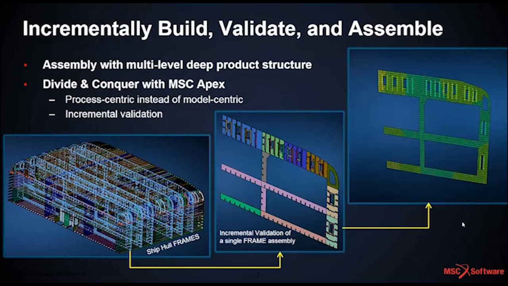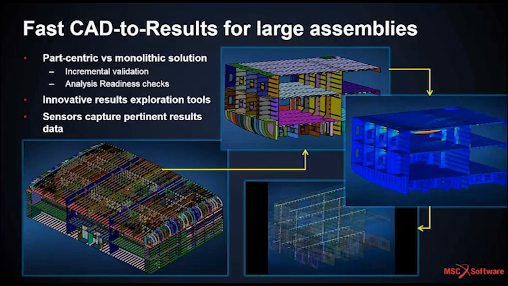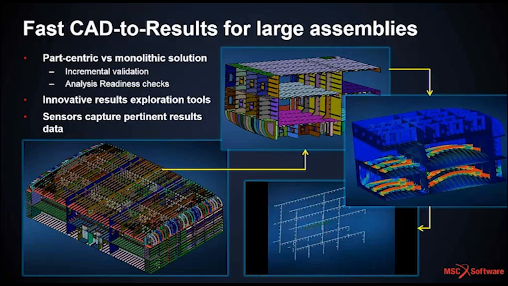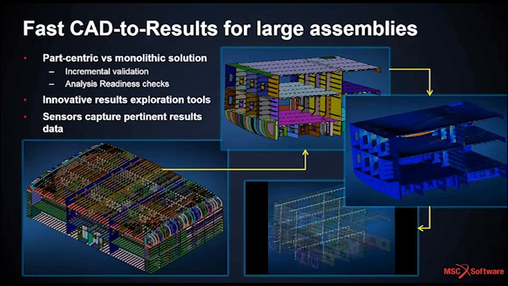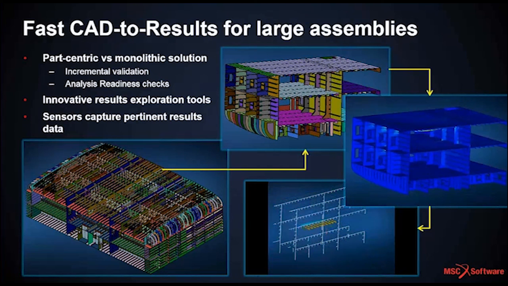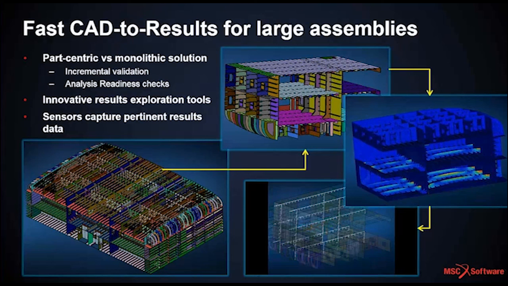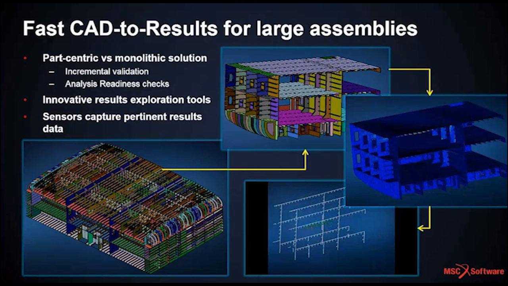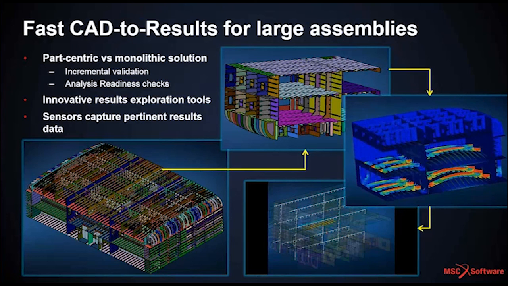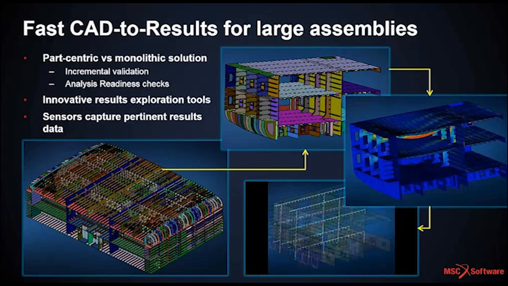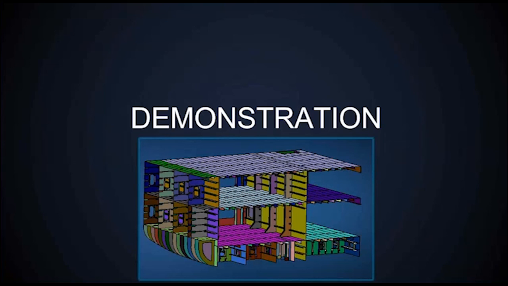The net, and this is what's important, is CAD to results, right? It's not just about getting the model fast, but it's also about getting usable results fast. And all of that is enabled in Apex because it's easy to use, it's not too complicated, leveraging your parts and assemblies organization that you have for incremental validation, incremental analysis readiness checks on your model. And then when it's all said and done and the solution is done, we've also got some innovative results exploration tools, and we'll even see these things called sensors, which lets us capture specific information at specific portions of the model that may be important to you. So let's take a look and see what this looks like in MSC Apex, okay?